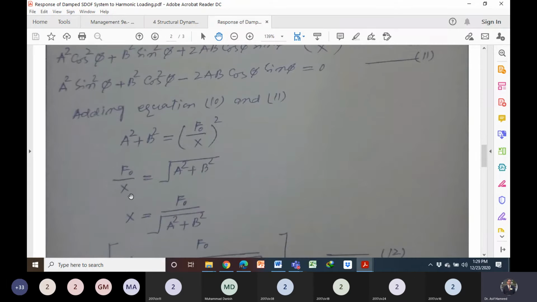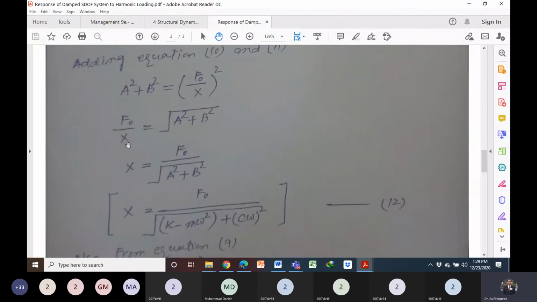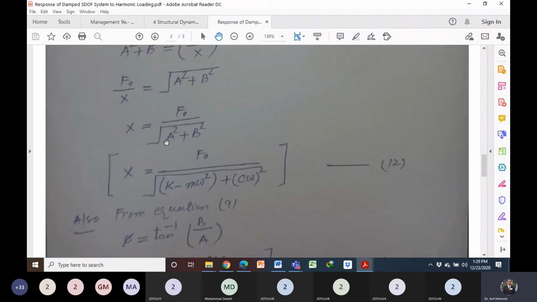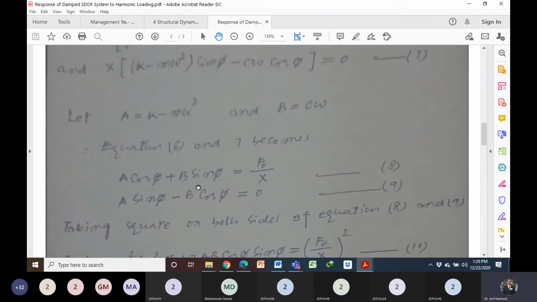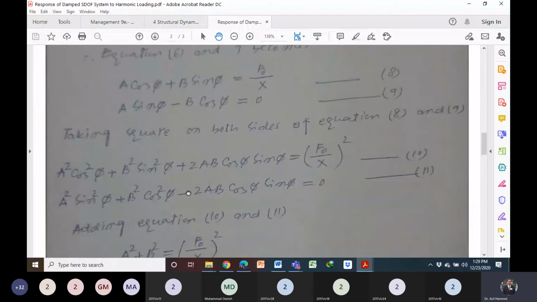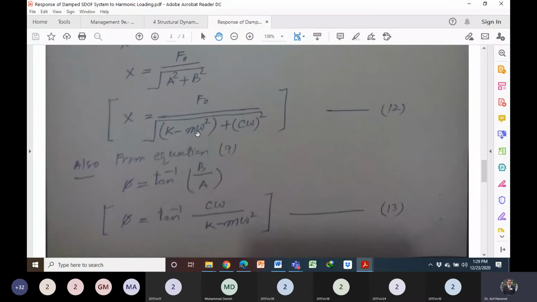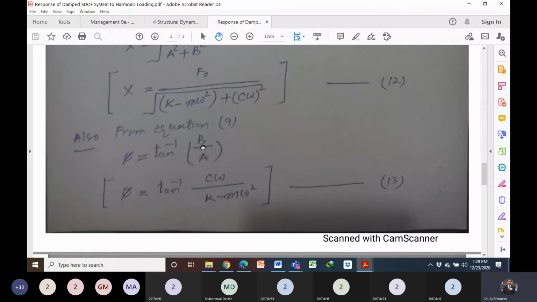We have to find out the capital X. Capital X is the amplitude. So we can take the under root on both sides. And then we can find out the value of capital X. F naught divided by A square plus B square. Now put the value of A and B. A, we assumed, was equal to K minus M omega square. ये दोबारा स्क्वायर भी आना चाहिए था, मिस्टेक तो नहीं, हाँ मिस्टेक है. Anyhow, so this is K minus M omega square whole square plus CW square. B we assumed equal to CW, and A was K minus M omega square. Square here is missing, so please correct it.